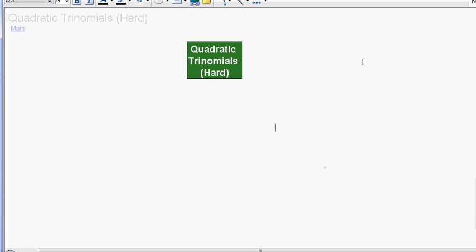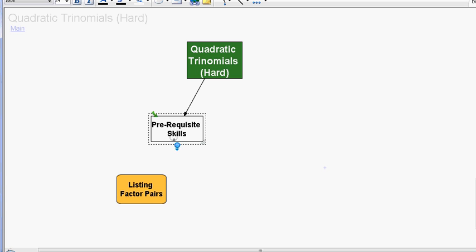So let's move into the concept map and take a look at some overview here. There are some prerequisite skills for factoring harder quadratic trinomials. One is you have to be able to list factor pairs, which is a pretty easy skill, but it's a very important skill. A little bit harder is you have to be able to factor with GCF. Although this is a demonstration on how to factor quadratic trinomials that are a little bit harder, one of the steps in the method I'm going to show you is to use GCF. So you have to have that skill secured.